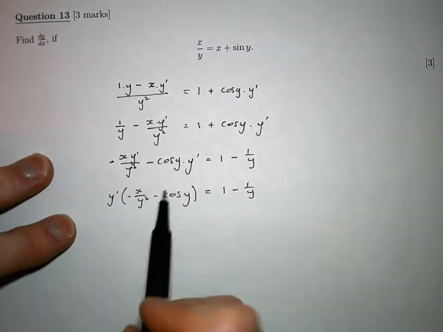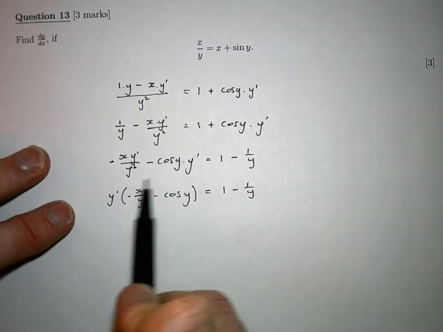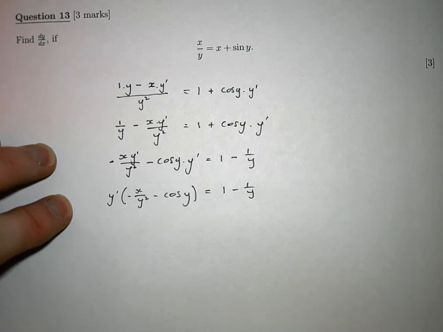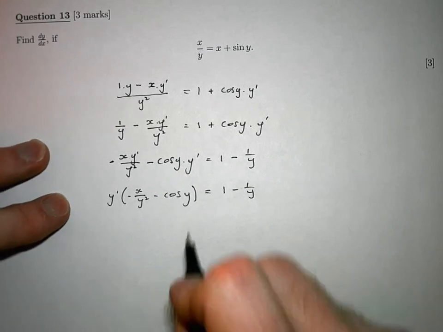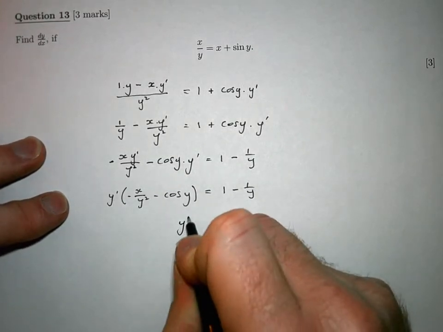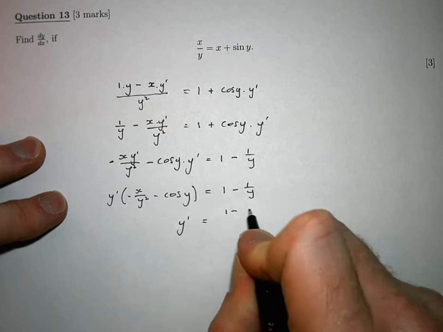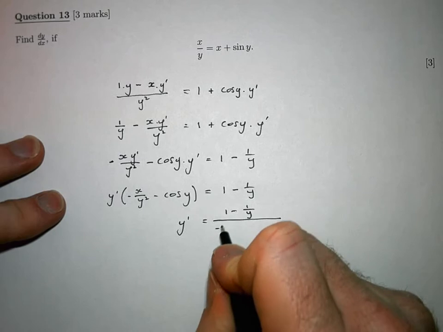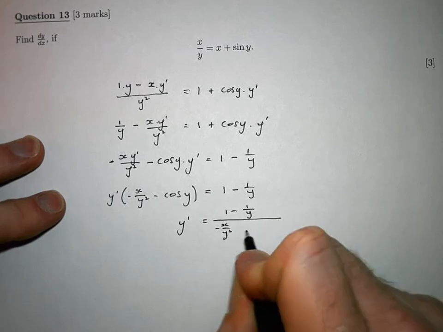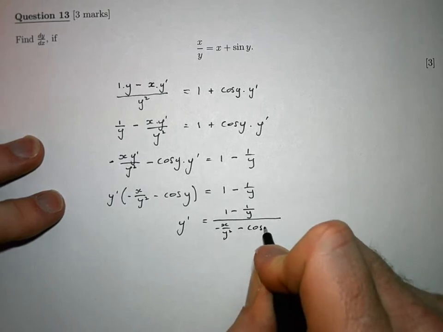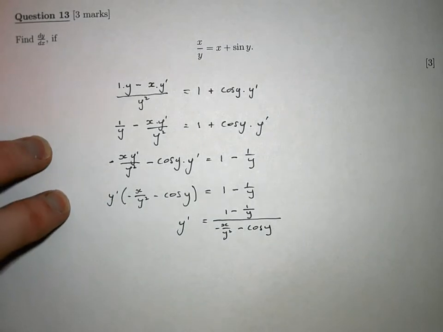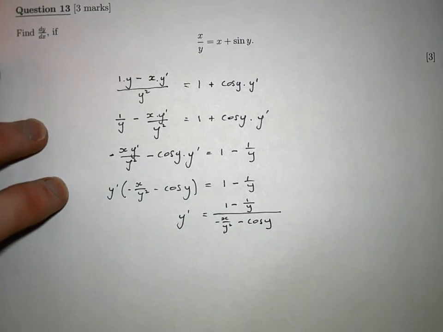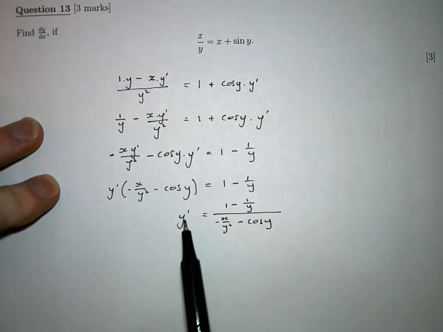Okay, the last step now is simply to divide both sides by this big thing over here so that we get y prime on its own. So we end up with y prime is equal to 1 minus 1 over y, all over minus x over y squared minus cos of y. And now we found the dy/dx, or we found y prime.